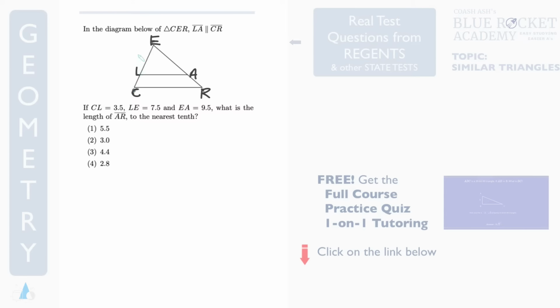So let's just put in the numbers here. This line over here, EL, is given to be 7.5 and CL is given to be 3.5 and then EA is given to be 9.5 and then this value is asked of us, the AR. Let's call it X and just let's put a ratio. So as simple as this. This over this is equal to this over this. So let's just write it down. 7.5 over 3.5 is equal to 9.5 over x.